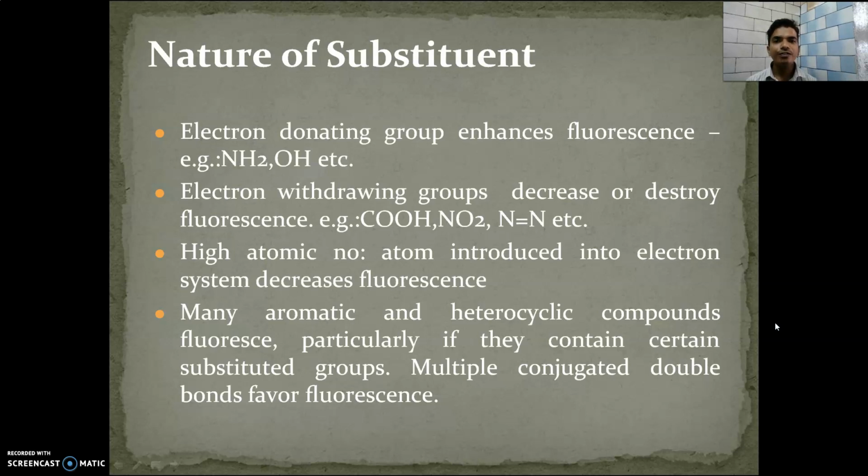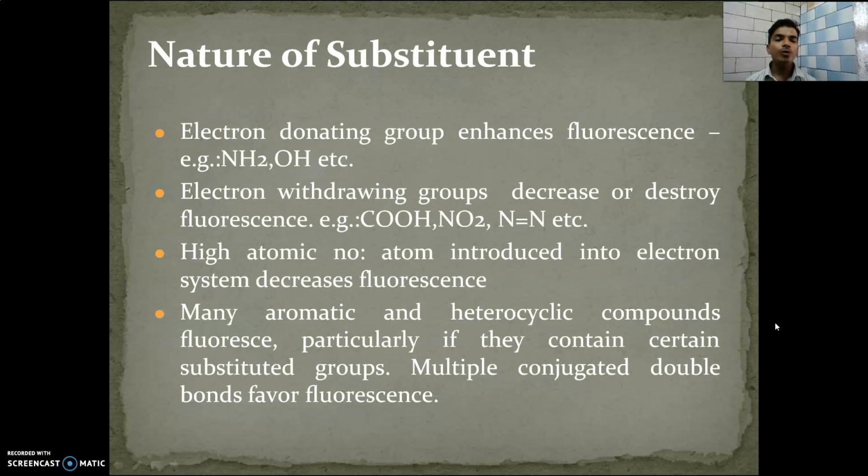The next is the nature of the substituent. Electron donating groups enhance the fluorescence, for example NH2, OH groups, amino group and alcoholic OH group. Electron withdrawing groups decrease or destroy the fluorescence, that is acidic groups, COOH, NO2 group, nitro group and double bond N containing compounds. So donating groups enhance the intensity and withdrawing groups decrease or destroy the intensity.